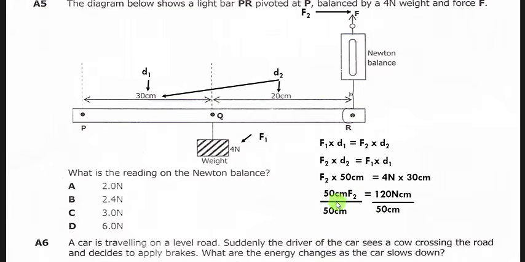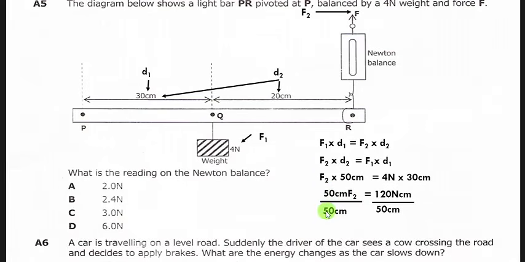So why are we dividing? It's easy to remain with F2. Since between these 50 centimeters and F2 there's multiplication, if you want to get rid of the quantity you don't want, the rule is that when there's multiplication, you need to divide. That's the rule.